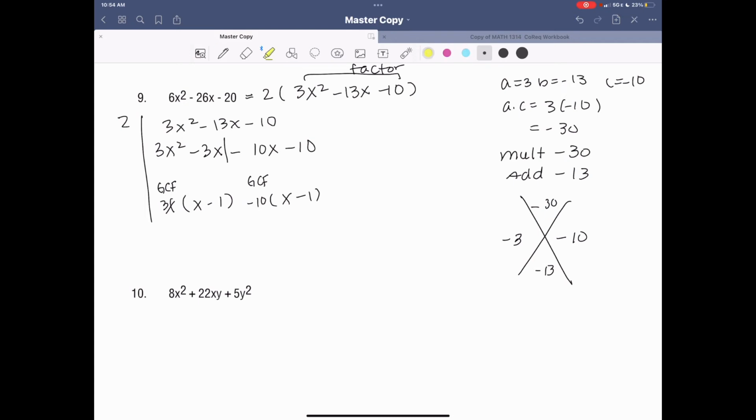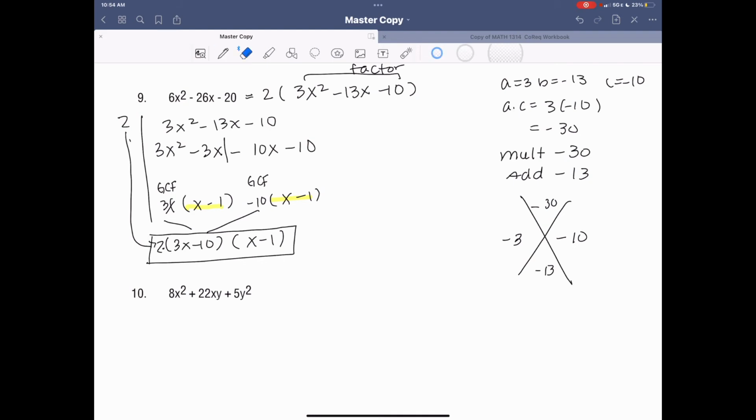So my linear pairs match, and I match my GCFs together. So 3x minus 10 times my linear pair, x minus 1. And then I bring this down. It's a 2, and that's my solution. It's supposed to be an arrow. So it's 2 times 3x minus 10 times x minus 1.